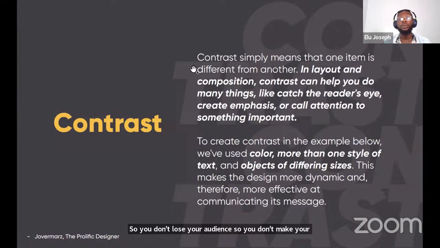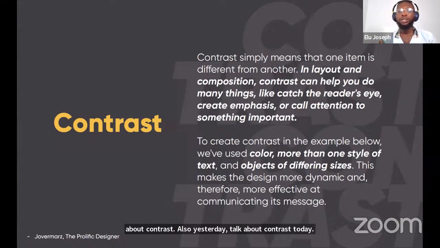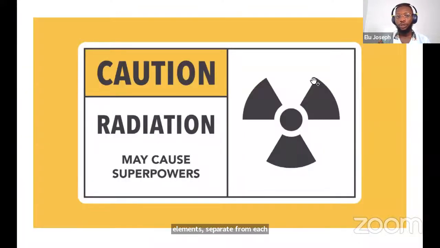Okay. Now we talked about contrast, and I know we talked about contrast also yesterday. We talked about contrast today. We talked about contrast on Monday. So contrast is in everything. It's just the difference in two items: light and dark, big and small, colored and not colored, size and everything. So it's just about style. It's just about how the elements are different from each other, like I showed you here. This is a very simple example, right?